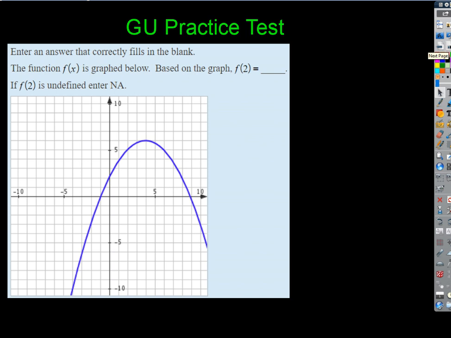So on this function here, based on the graph, what is f of 2? So we're asking, if I input an x value of 2, what's the value of the function? What's the output? What is that ordered pair? 2, 5. Okay, so I'm inputting 2, and I'm getting back 5, right? So 5 is my answer. I'm inputting 2, and I get back 5 from my function. Okay, no big deal, right?